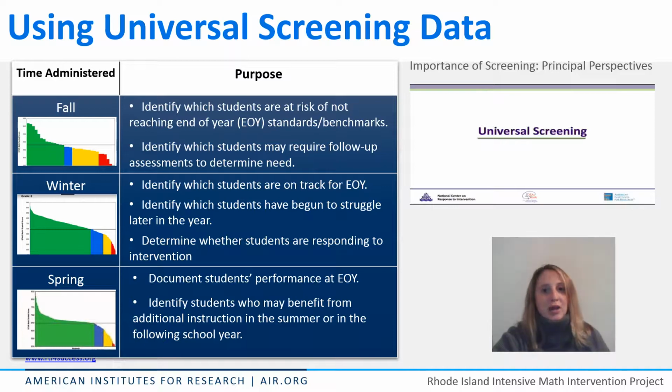Compared to in the spring, we can use the universal screening data to document students' end-of-year performance and identify which students might benefit from additional instruction over the summer or at the start of the following school year. So universal screening data can be used for multiple purposes depending on what time of year you are looking at the data. In the following video, principals will share their perspective on the importance of screening from their experience and how screening systems and processes are used in their school to identify students most at risk for learning outcomes.